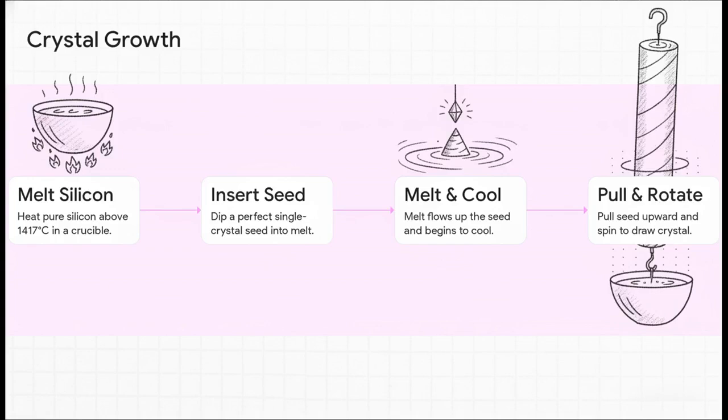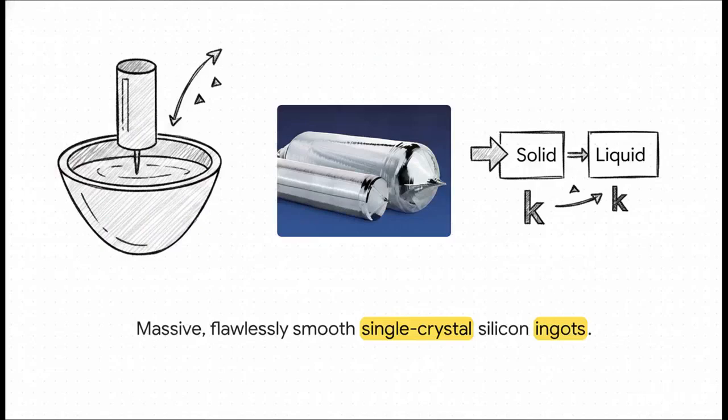Then we incredibly slowly pull it upward and rotate it to draw out a massive, circular cross-section crystal. The atomic orientation of that tiny starting seed literally dictates the orientation of the entire massive crystal that follows it. The end result is a flawless, massive single-crystal silicon ingot, also known as a boule.